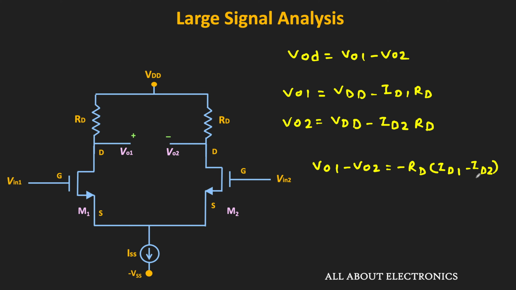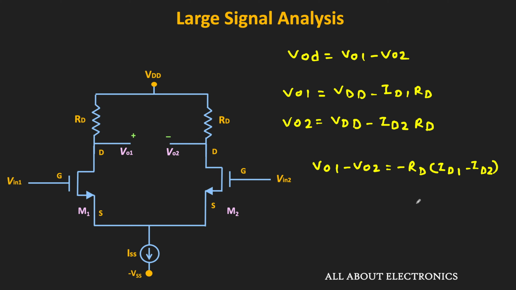That means to find the VO1 minus VO2, first of all we need to find this ID1 minus ID2, and somehow we need to find the relationship between this differential drain current ID1 minus ID2 and the Vin1 minus Vin2, so that we can directly get the relationship between this VO1 minus VO2 and the Vin1 minus Vin2. Or in other words, we directly get the relationship between this differential output and the differential input.